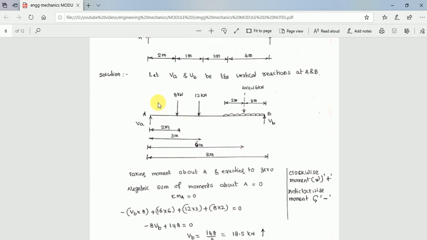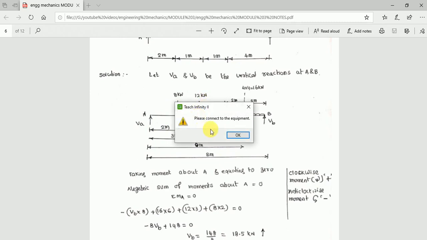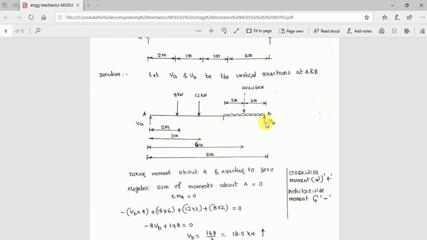See here, I have modified that drawing. The 8 kilonewton load is acting at 2 meters from support A, the 12 kilonewton load is acting at 3 meters from the support, and this 4 kilonewton per meter UDL starts at a distance of 4 meters and ends at 8 meters.